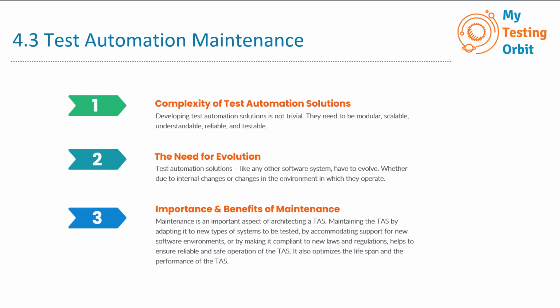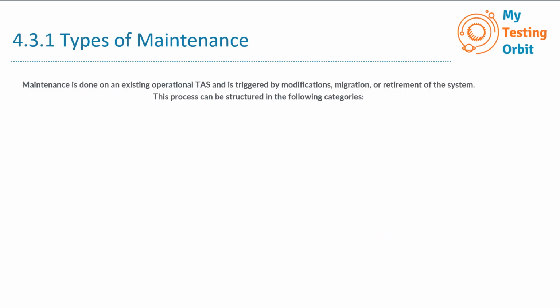So to summarize, TASs are complex systems that require ongoing maintenance to adapt to changes in the software and testing environment. This maintenance is essential for the continued effectiveness, reliability, and safety of the TAS and helps maximize its overall performance and longevity. Maintenance is done on an existing operational TAS and is triggered by modifications, migration, or retirement of the system. This process can be structured in the following categories.